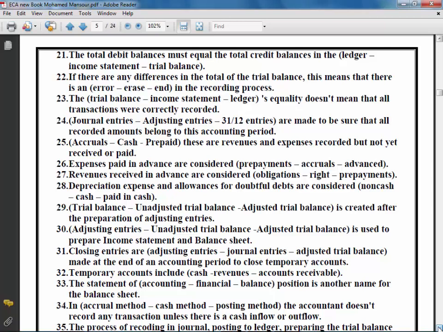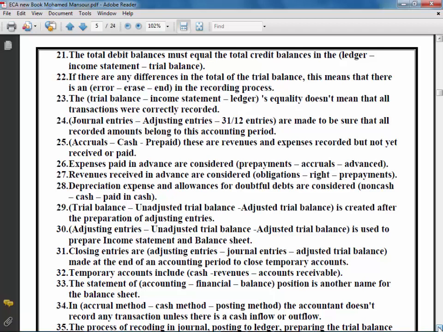Number 25. Accruals, cash, prepaid. These are revenues and expenses recorded but not yet received or paid. We record revenues and expenses, but do not yet take the money or pay the money. Of course, the answer is accruals. Number 26. Expenses paid in advance are considered prepayments, accruals, advanced. The answer is prepayments.